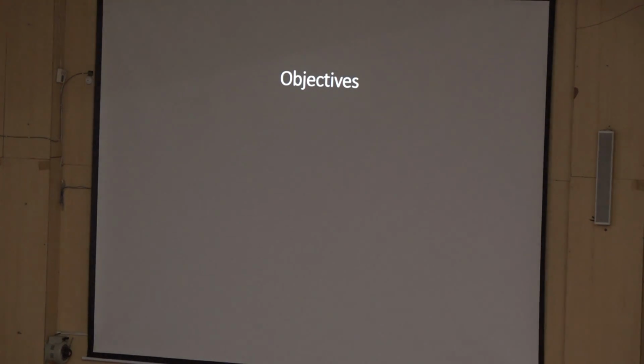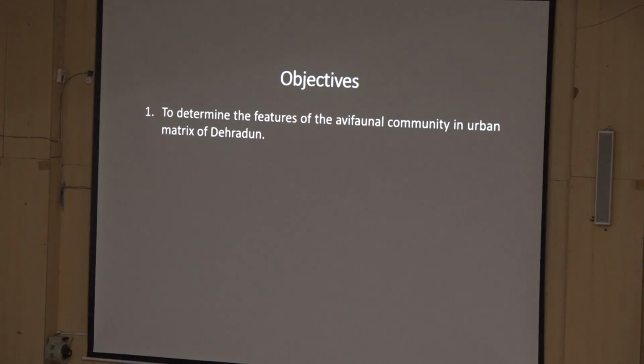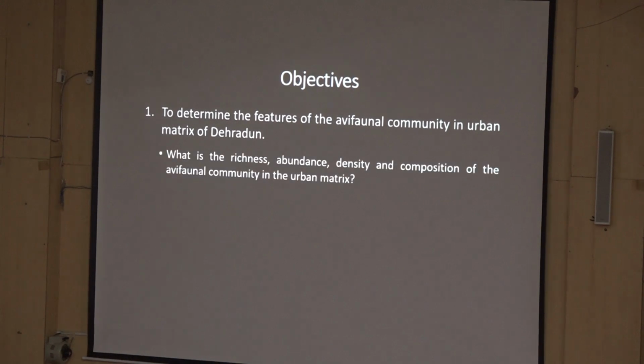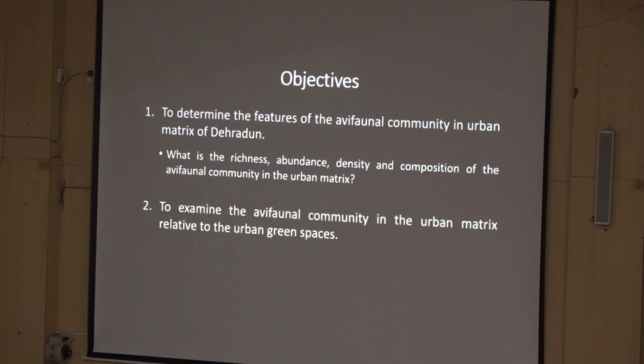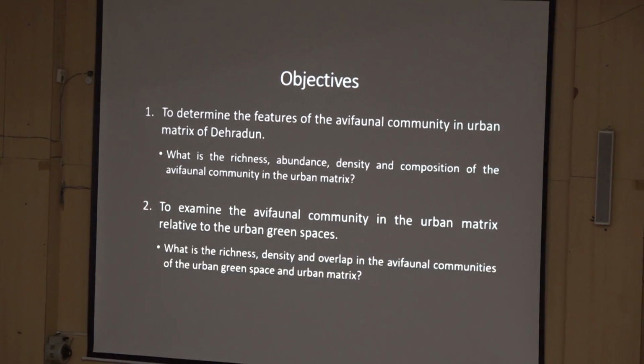So with this I come to the objective of my study, which was firstly to determine the features of the avifaunal community in the urban matrix of Dehradun. To answer this, I looked at the richness, abundance, density and composition of the avifaunal community in the matrix. Secondly, to examine the avifaunal community in relation to the urban green spaces, and to answer this, I looked at the richness, density and overlap in species in the avifaunal community for the urban green spaces and the urban matrix.